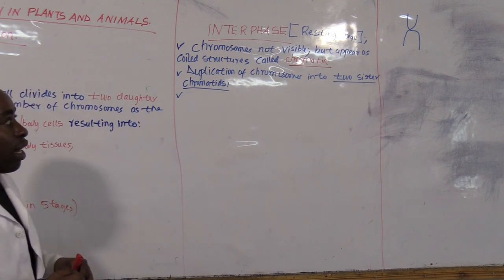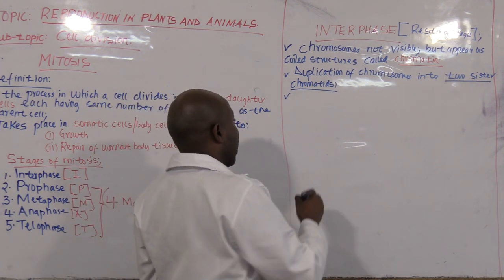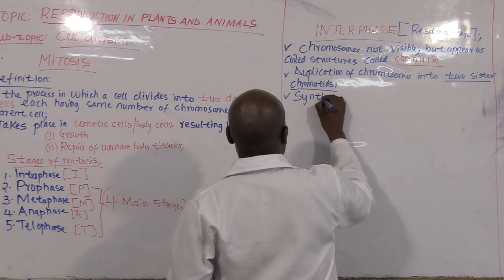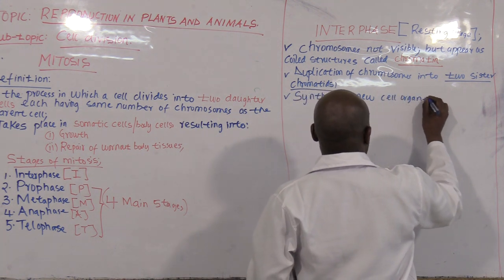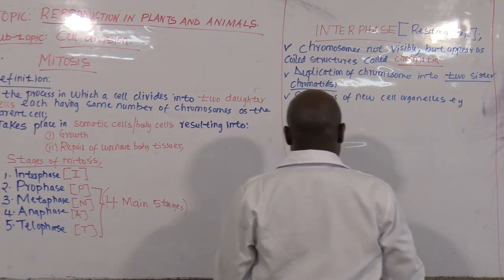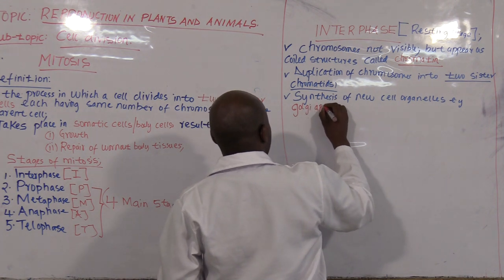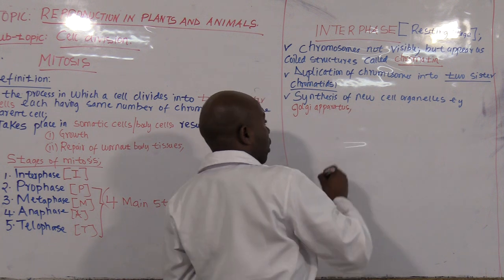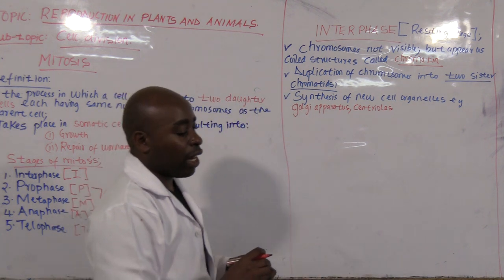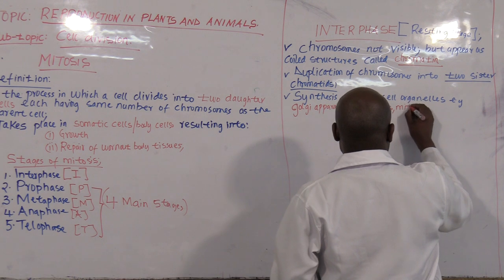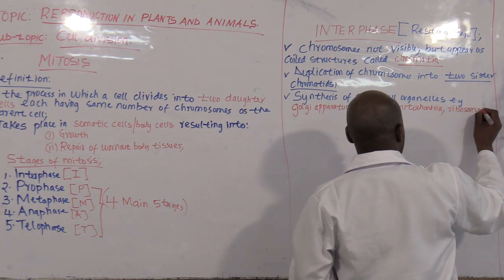Another feature that will enable you to understand that this is interphase, number two, is that there is synthesis of new cell organelles. For example, there will be synthesis of Golgi apparatus or Golgi bodies. We shall also have the synthesis of centrioles and mitochondria. And also ribosomes will be synthesized at this stage.